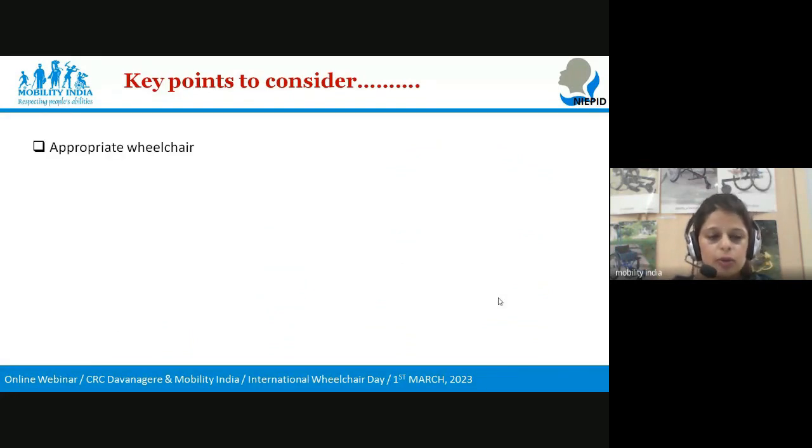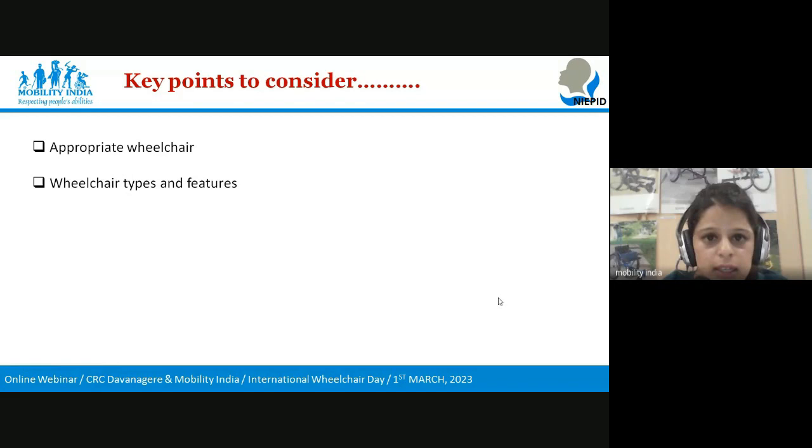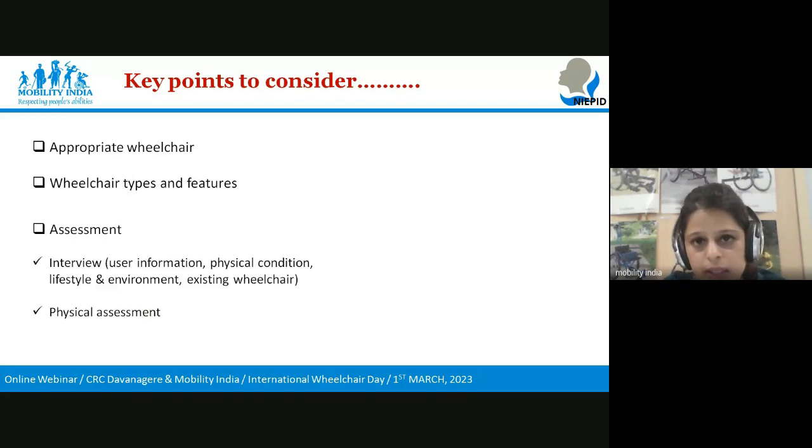Key points to consider here: I'll summarize what we have discussed on an appropriate wheelchair. It should meet the need of the user and the environmental conditions of the user, indoor and outdoor. It should also be easy to transfer from one surface to another, and it should be easily repaired even at the local shop.